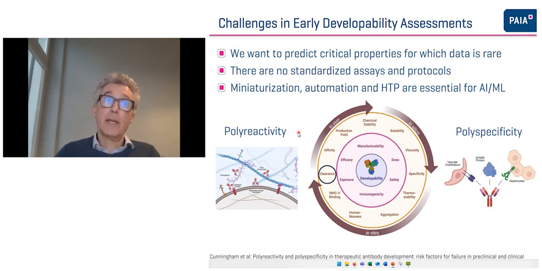So polyreactivity really is the weak interaction of a molecule with surfaces that are present in the human body. So, for example, cell surfaces, but all kinds of molecules like DNA, all kinds of proteins which you find in the body. So this is really weak interactions that are driven by hydrophobicity, but also by charge. So, for example, if a molecule is positively charged, it may stick to the cell membrane. So this is really polyreactivity.